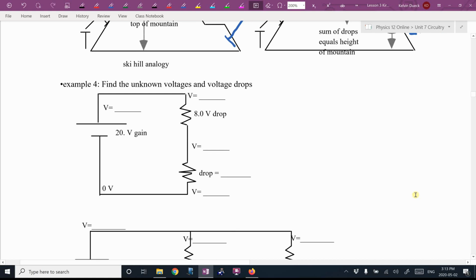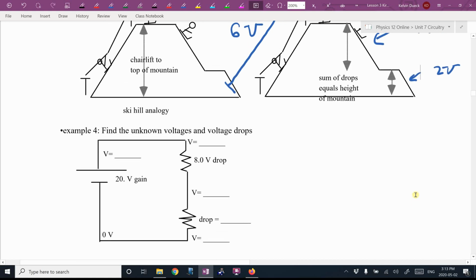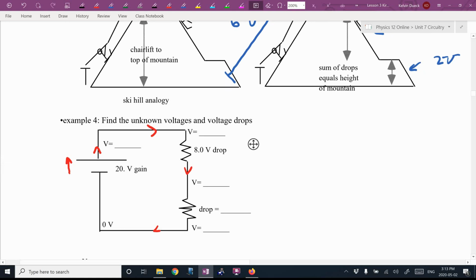So, example 4 says, find the unknown voltages and drops. Again, let's label downhill that way, that way, that way, that way. So basically we're saying as charges go through the battery, they gain 20 volts of energy per coulomb. They gain a height of 20 volts, which means right now the charges are 20 volts high. They're just skiing on level ground through the battery, through the wires right now.